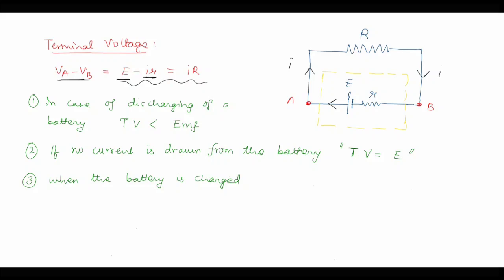So if the current is entering the positive terminal, we say that the terminal voltage is greater than EMF. So terminal voltage is greater than EMF of the cell. So all the three possibilities are true. When we talk about the terminal voltage, it can be greater than the EMF, it can be equal to EMF, or it can be lesser than the value of EMF. So all the three possibilities are true whenever we are talking about the terminal voltage of a battery.